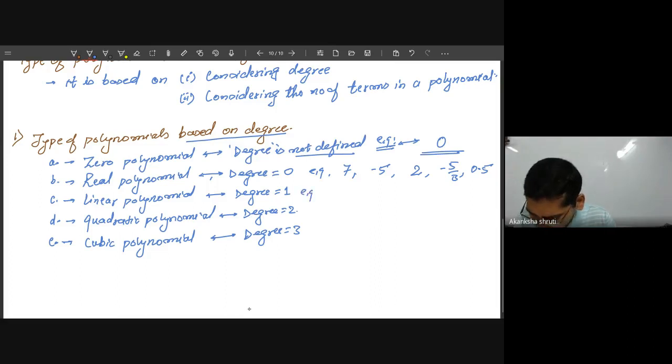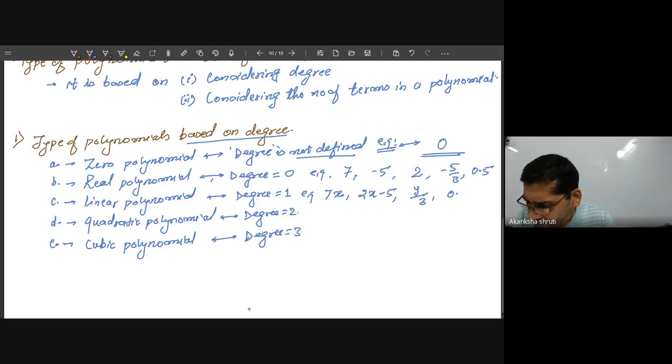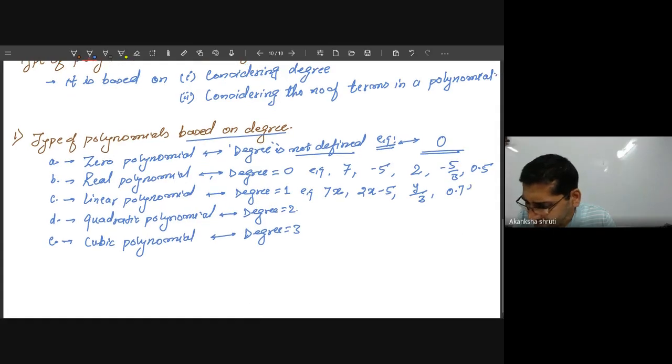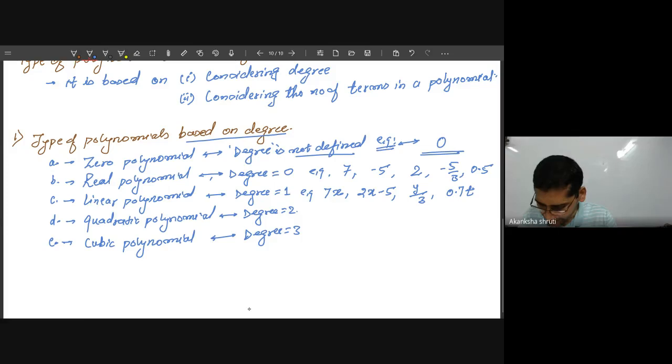If we take the linear one, if you write just 7 multiplied by the variable x, it is this one. If you write 2x minus 5, it is this one. If you write y/3, it is this one. If you write 0.7t, it is this one. Maybe positive or negative, here the variable has the power 1 only.